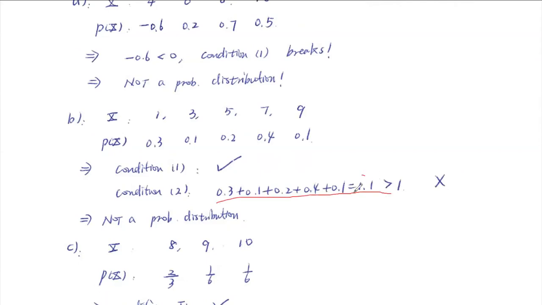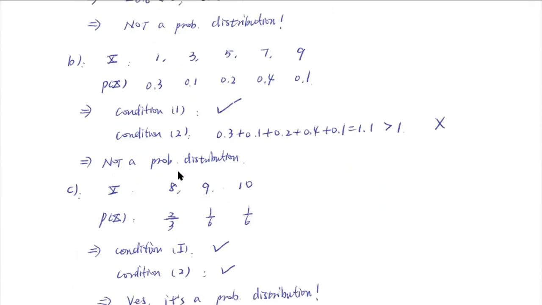What do you have? Big trouble, 1.1. Something's not right. Because when you add all the probabilities together, ideally, it should be 100%. How come you get 110%? Something's not right. So condition number 2, no good. What do we say? Not a probability distribution.